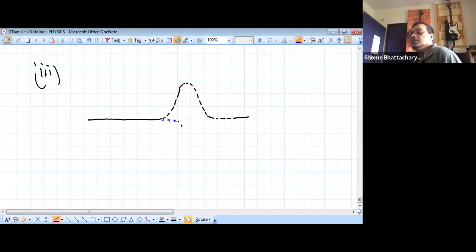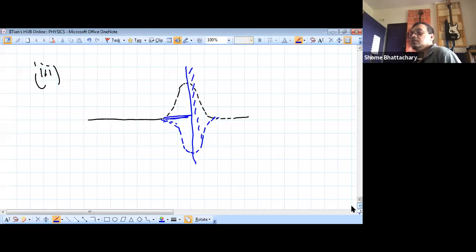Because both the peaks have reached the position where the boundary is present, or the symmetry point between them. So this is where the boundary is present. So here they will just cancel each other.